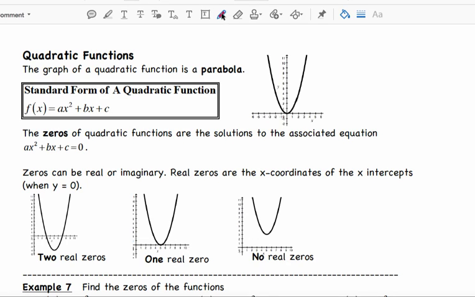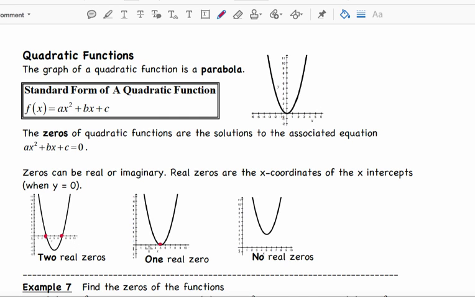For example 7, we're going to be finding zeros of quadratic functions, and you can either have two zeros, like in the first picture here. You could have one zero, like the second picture, or you could have no zeros at all. Zeros are the places where your graph is going to be crossing over the x-axis, so you can call those x-intercepts. And they are also the places on the graph where y is equal to 0.